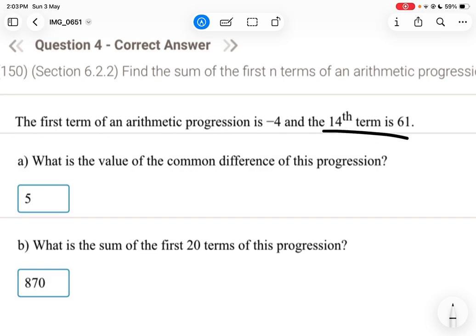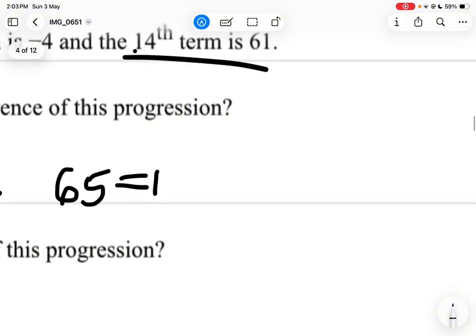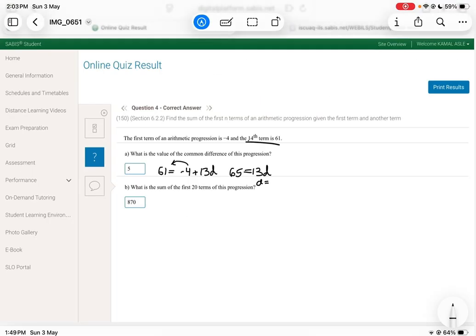So the 14th term, a of 14, is 61. So you do 61 is equal to a1, which is -4, plus (n minus 1), and 14 minus 1 is 13, times d, so 13d. Move the 4 over, so it becomes 65 is equal to 13d. 65 divided by 13 is 5. So d will be equal to 5.